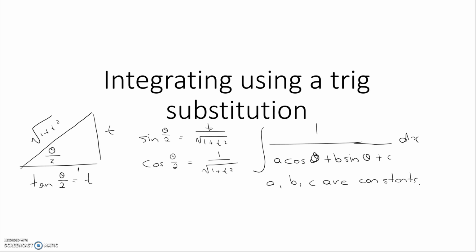Now, if you use the double angle formulas, then you can work out that sine theta is equal to 2t over 1 plus t squared, and similarly cos theta is equal to 1 minus t squared over 1 plus t squared, and d theta is equal to 2 dt over 1 plus t squared. Now all of this is given to you in your formula sheet, but that's just a repeat there.